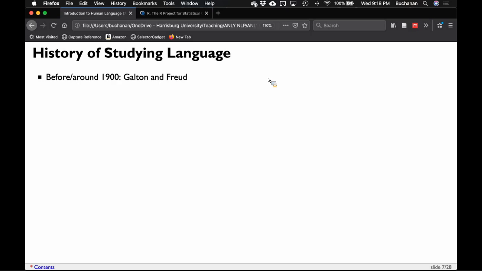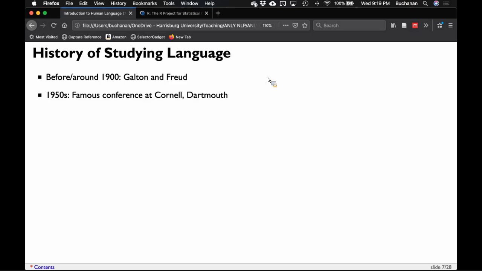If I look at the 1900s, we're talking about Galton, who was very interested in intelligence, creating intelligence scales, and then Freud, whatever use he is left, studying word associations. So how do we know that peanut butter is a thing?